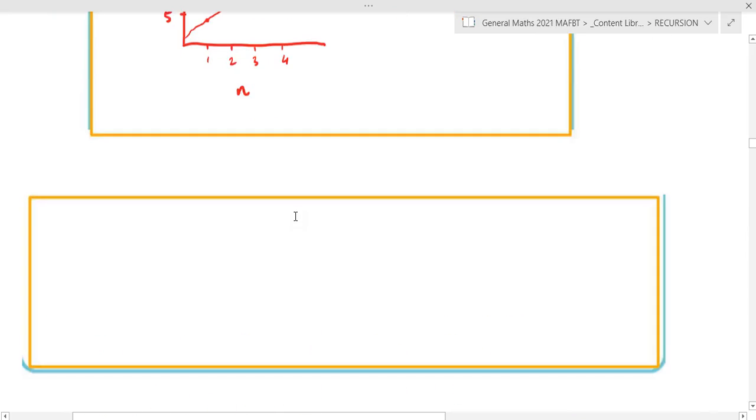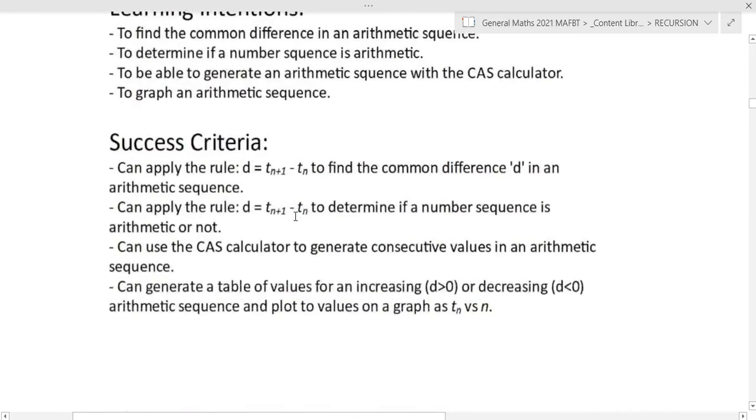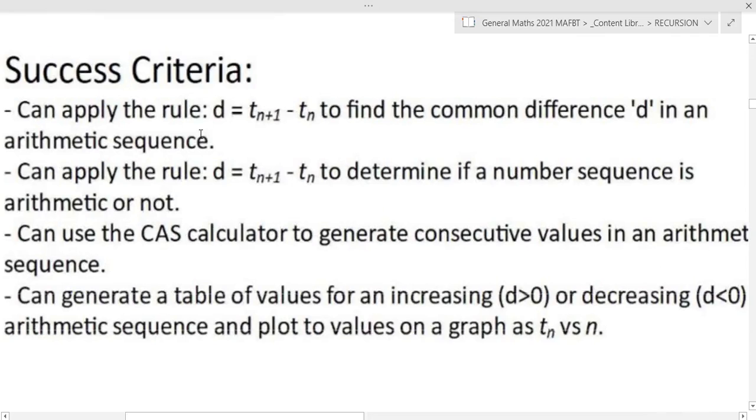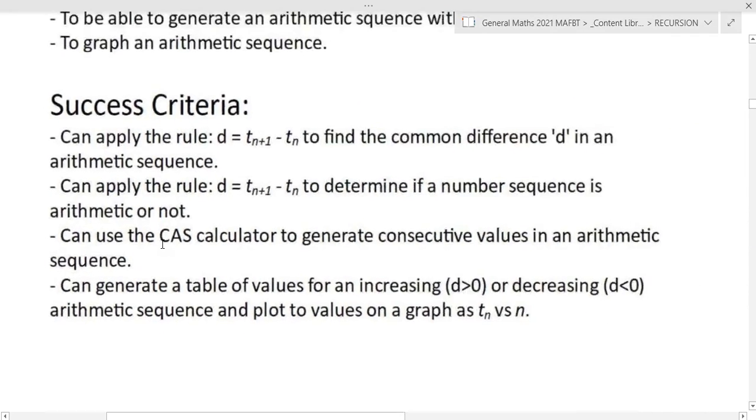In terms of our success criteria, I just want to make sure that we now understand. Do we know how to use the common difference rule? Yes? Okay, good. Do we know how to make a sequence in our CAS? Yes? And do we know how to make a table of values now? Good. So make sure you do that on your SAC.